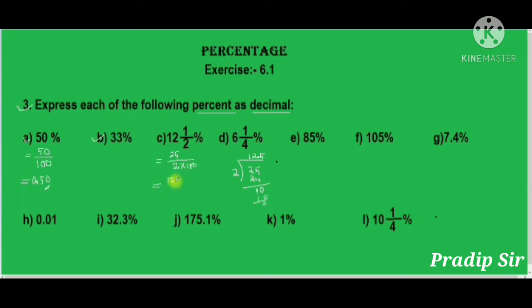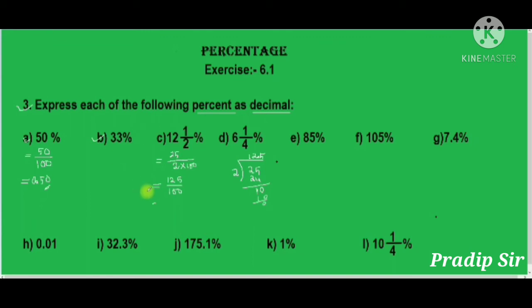So first we will write here 25 by 2, and the quotient came 12.5. Now here we write 12.5. And the denominator, what remains? 100. Now see, how many zeros does the denominator have? 2 zeros.